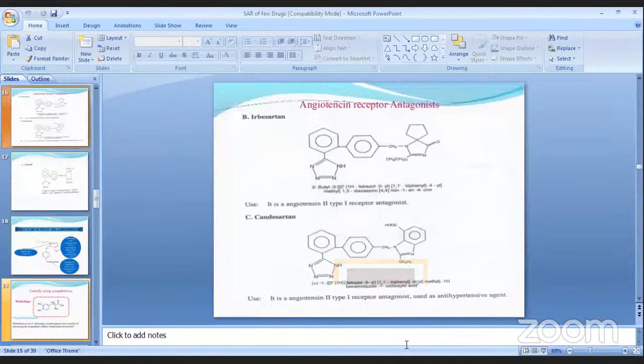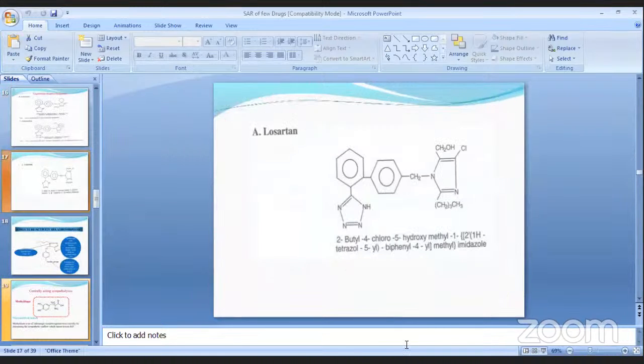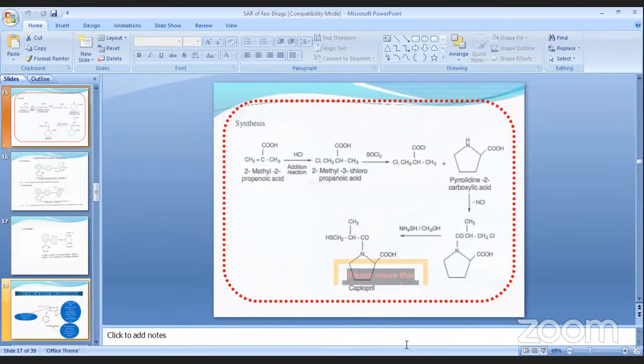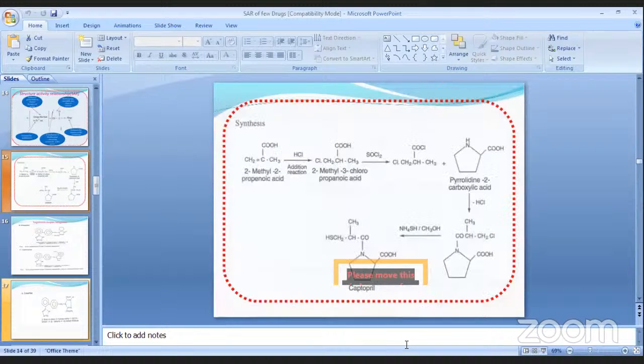So this time I am going to another category of drugs. This is the structure of captopril, and the synthesis of captopril. You see, pyrrolidine 2-carboxylic acid is attached, and this is the basic moiety. When this basic moiety is treated with 2-methyl-3-chloropropionic acid, the synthesis proceeds.